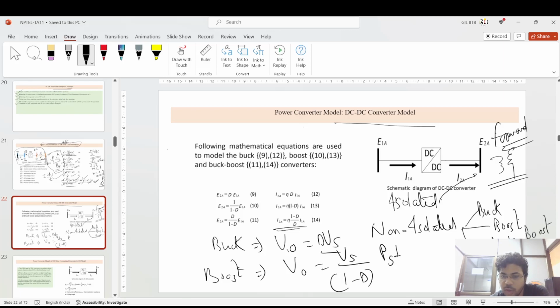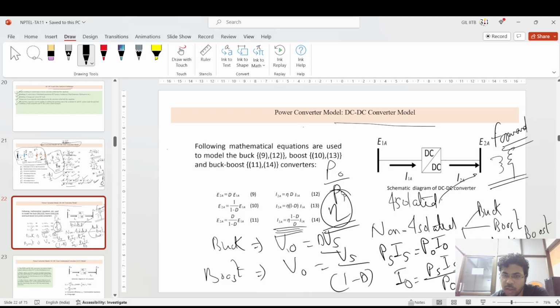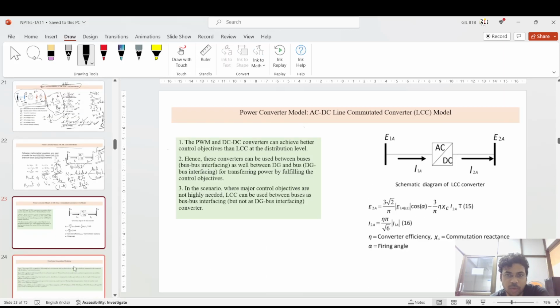And you have to consider the efficiency term as well, because during modeling, this PS IS is equal to P output times I output. Suppose you are determining I output, that is PS IS divided by P output. Based upon that you can calculate this I output. And for considering the efficiency also, you have to multiply the eta factor for the conversion, because P output by P input is not actually one, it's actually a factor. So you have to consider that factor as well.